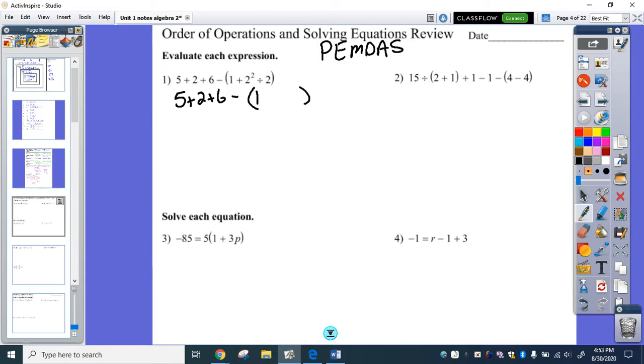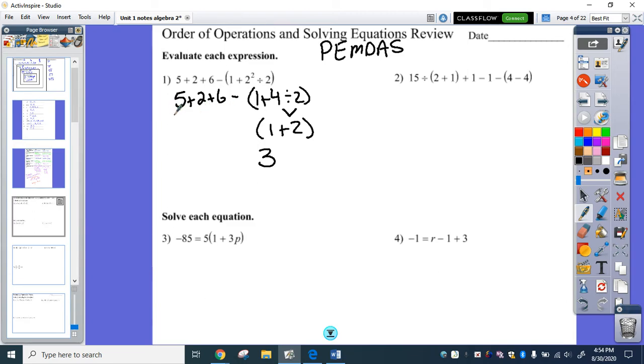Well, I have 1 plus, I have an exponent inside of here. 2 squared would give me 4 divided by 2. Now, if I'm working in these parentheses, remember, inside the parentheses, you're going to have to do any multiplication or division first. So I need to deal with this 4 divided by 2 first. So I have 1 plus, well, 4 divided by 2 is 2. And 1 plus 2, all of this, to get rid of my parentheses, is going to turn into a 3.